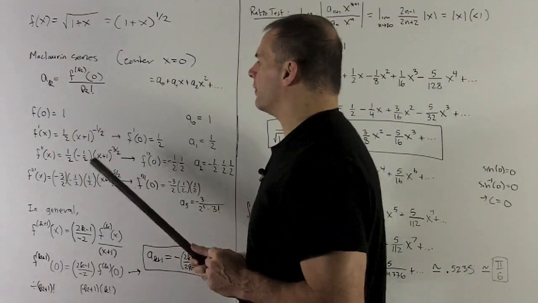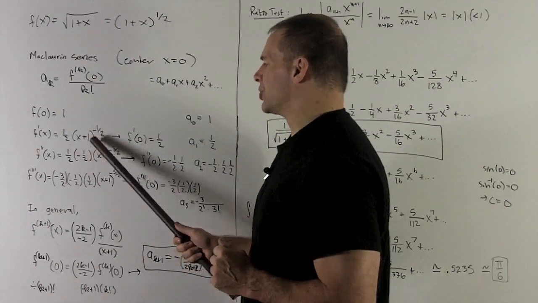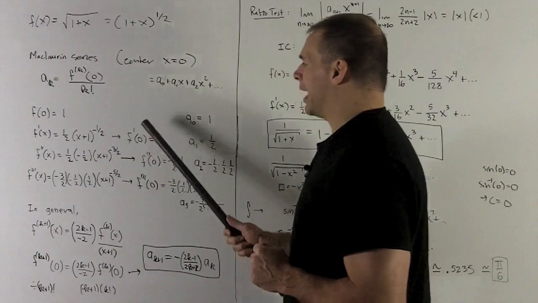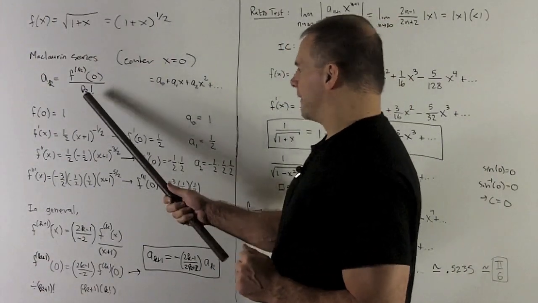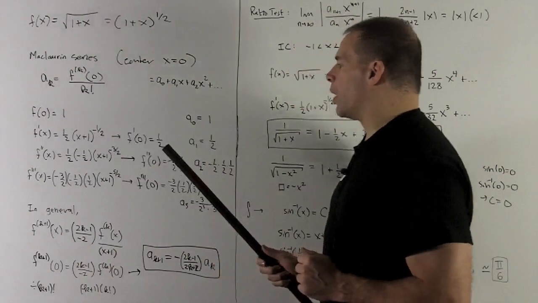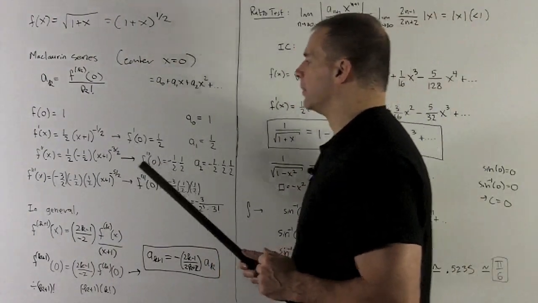Take my first derivative: we bring the half down, take 1 off the exponent, and the derivative of the inside is just going to be 1. So f prime at 0 is going to be equal to a half, and then we take that and divide by 1 factorial, which is 1. So a sub 1 is going to be 1/2.